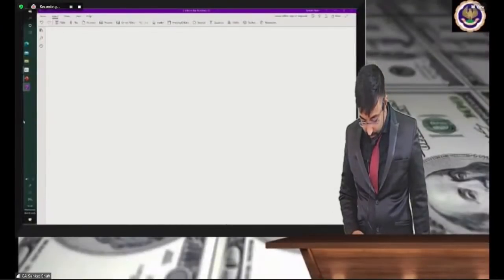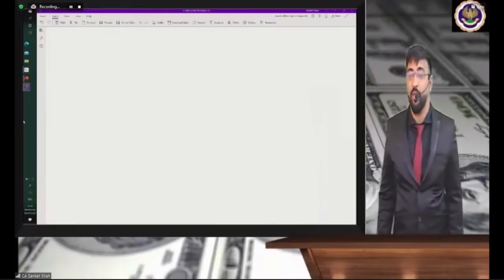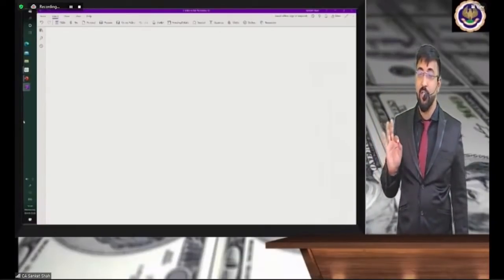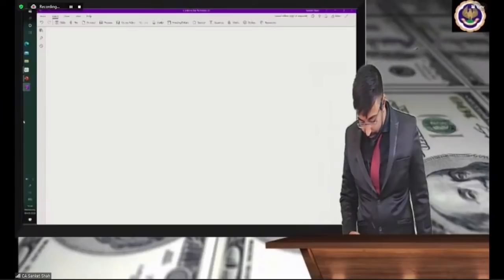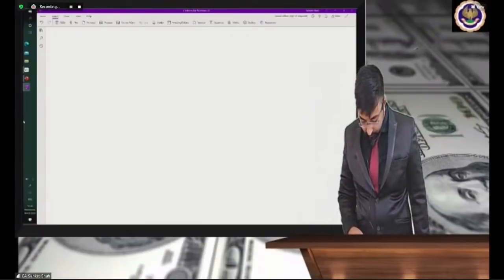I like the answer of Sabina Sharma. Remaining, yes, they answered it properly. Capital is intact and goodwill is shared among all partners in the sacrificing ratio. Very good. Sabina Sharma, short and sweet answer. Okay, very good, beta. So write down this.